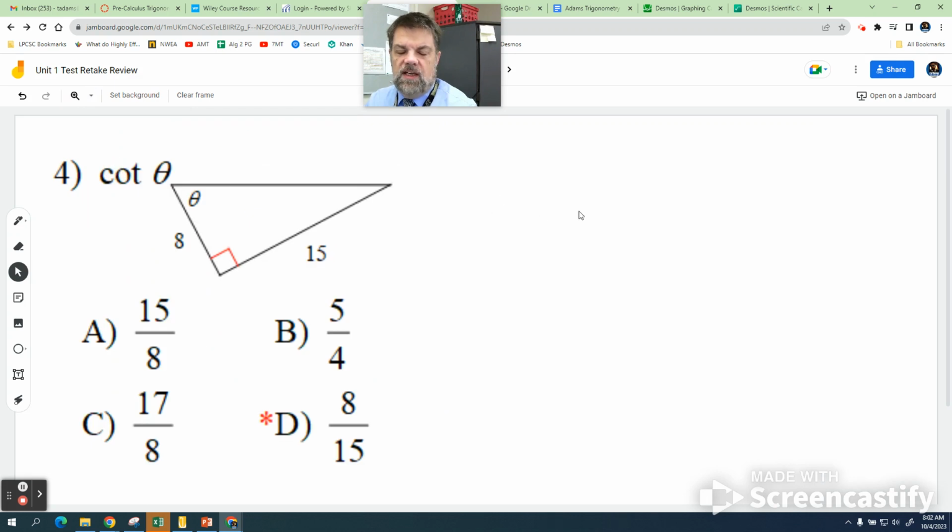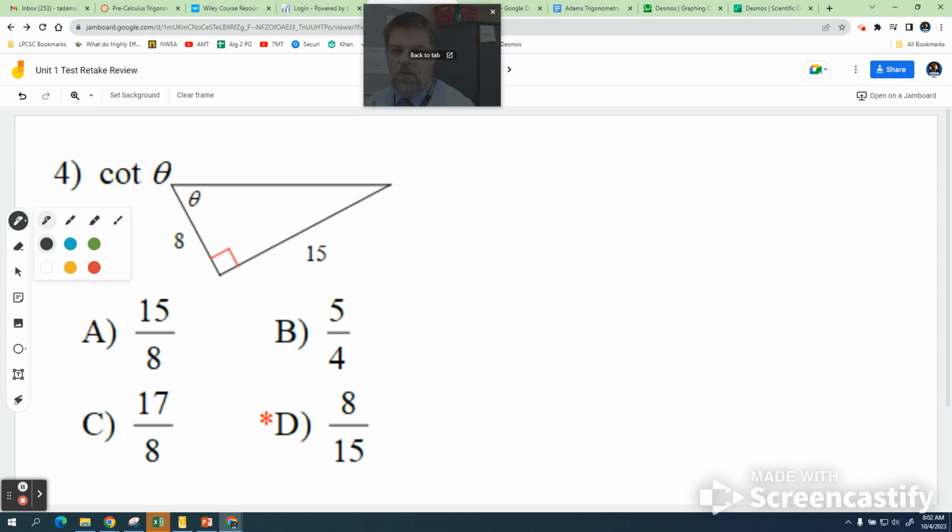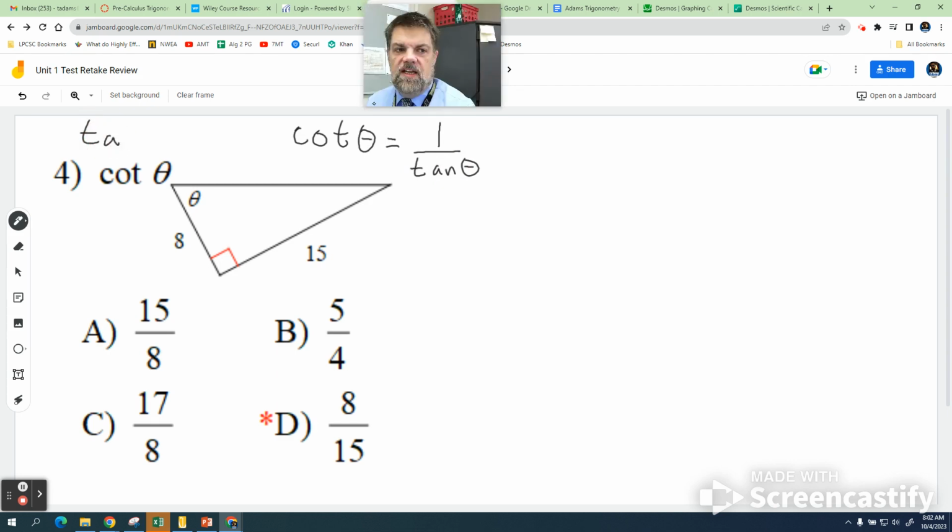All right. Now, for cotangent, remember, and if you don't remember, cotangent of theta is the reciprocal of tangent of theta, 1 over tangent of theta. What does that mean, Mr. Adams? Well, tangent of theta is equal to the opposite over the adjacent. So cotangent of theta is the adjacent over the opposite.